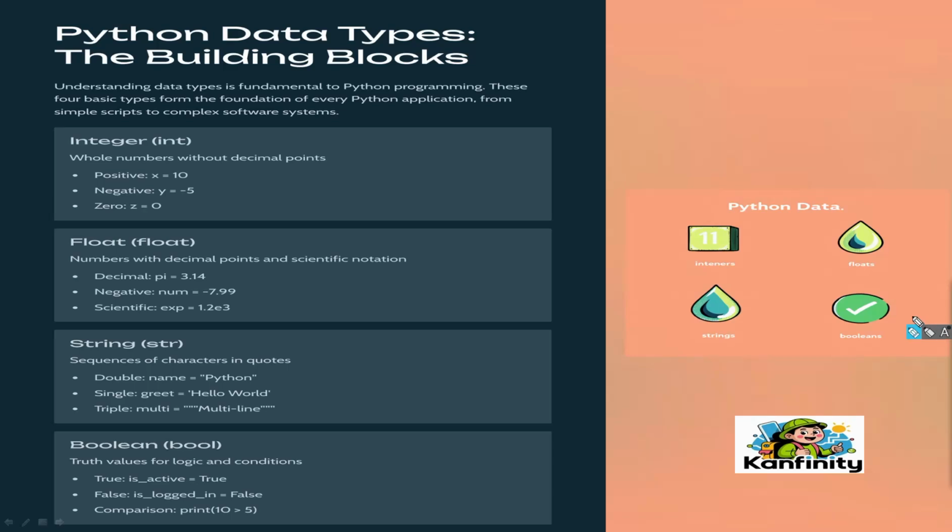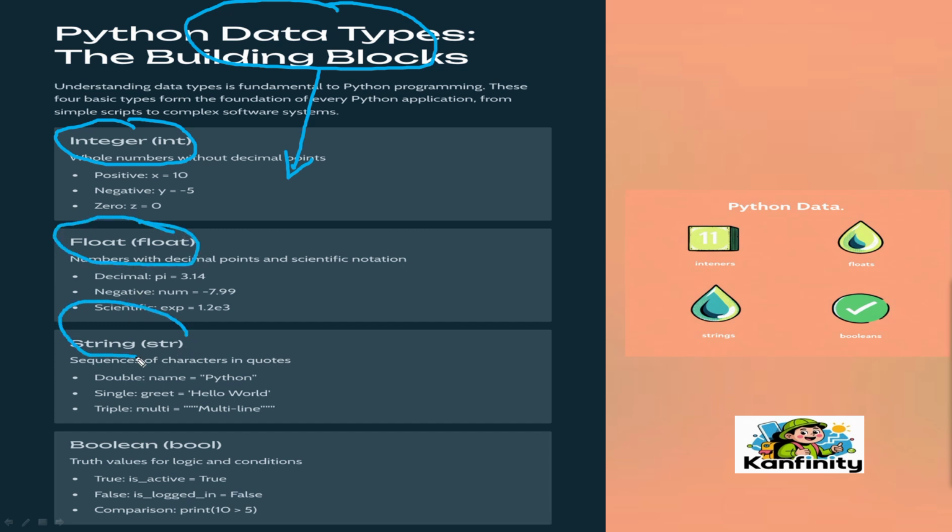Hello everyone. In the previous video, we had a discussion of data types and how they work in Python. That is the integer data type, then the float data type, then string, then boolean data types. These are all data types. We already had a discussion in the previous video. Once again, we are going to glance at them.